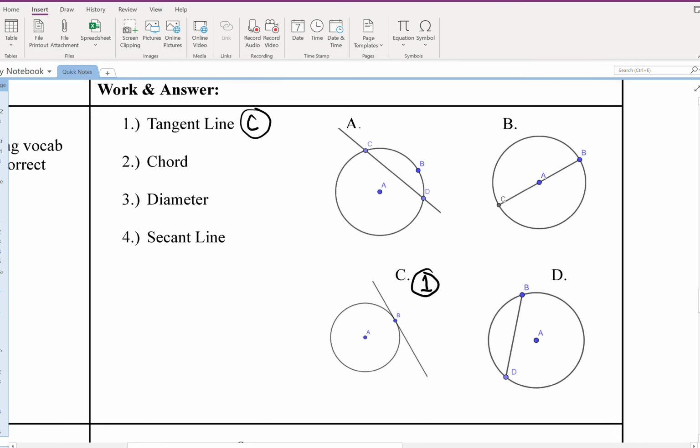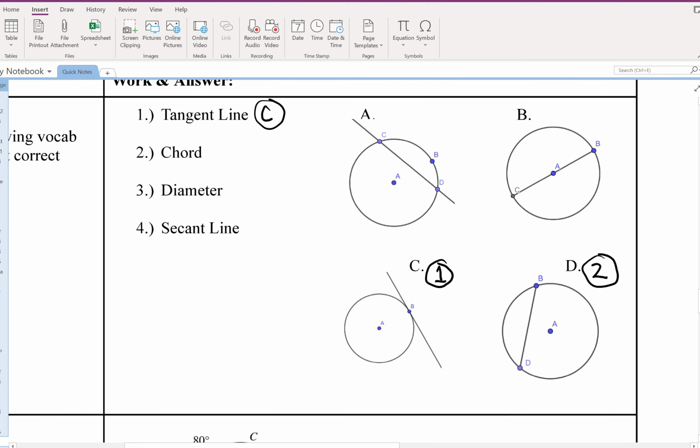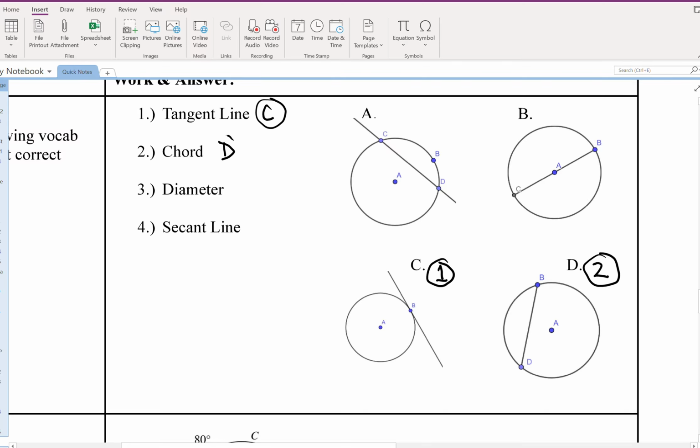Chord. A chord is a segment that connects 2 points of a circle. So while B is a chord, it's also the diameter, so I'm going to save it for the next one. So 2, this is a chord. And again, B is a chord, but it's also the diameter. So this one is D.